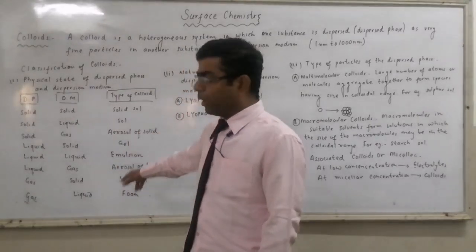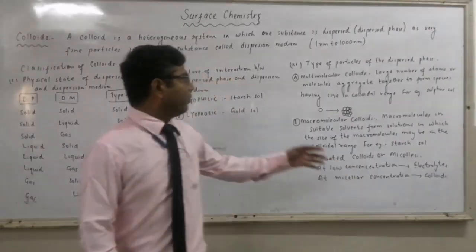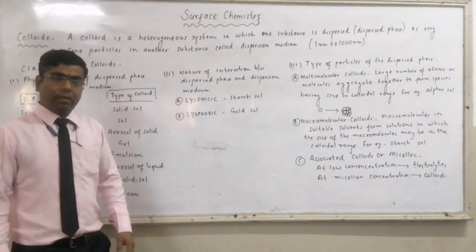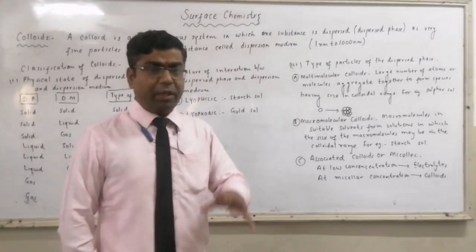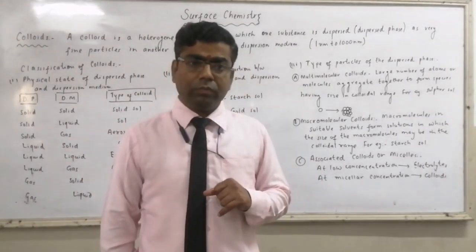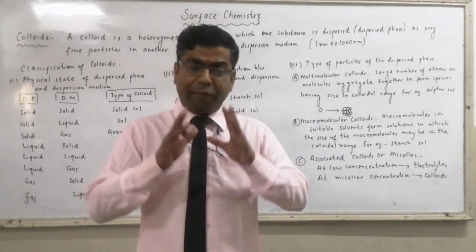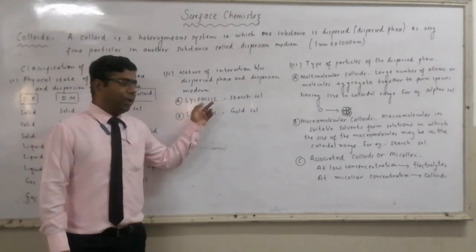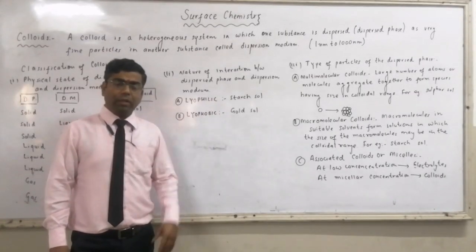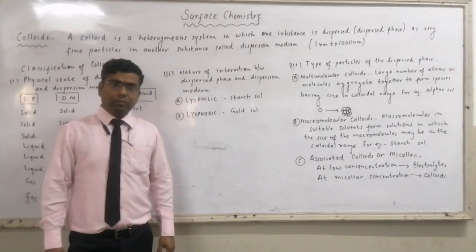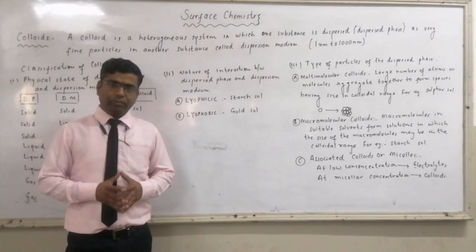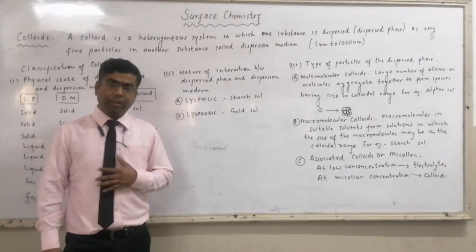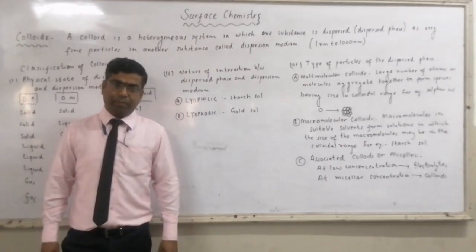They are called emulsions. Then we have the next classification, nature of interaction between dispersed phase and dispersion medium. Whether the dispersed phase is having affinity for dispersion medium or not. If dispersed phase is having affinity for dispersion medium, then the sol or colloid formed is called lyophilic colloid, lyophilic sol. They don't need any stabilizing agent, as the dispersed phase is having affinity for dispersion medium, and they are reversible in nature.